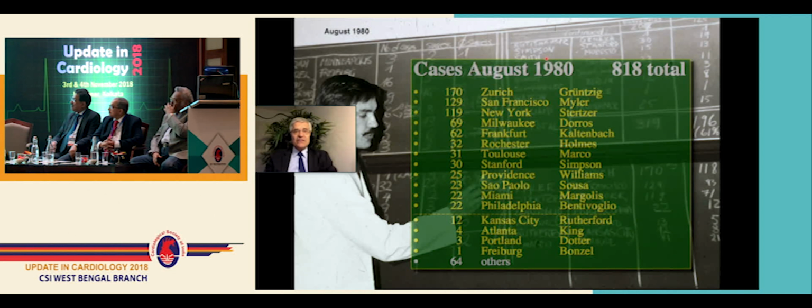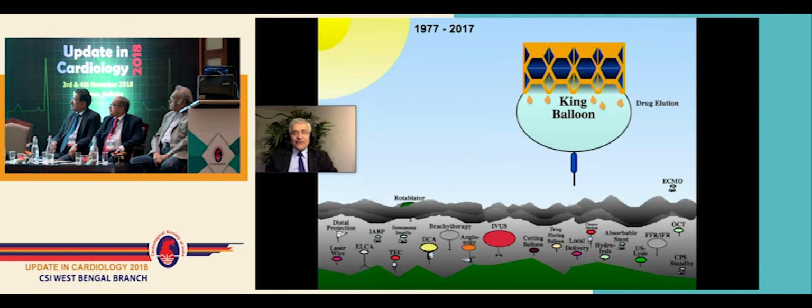You can see that in Zurich, he had accumulated 170 cases, in the United States, San Francisco and New York, about 100 cases each. And you can see that Atlanta had started with Spencer King, 4 cases, and Asia, India, Far East, Middle East were not yet in the picture here. Of course, you have caught up in the meantime. And these are the first 40 years of PCI coronary angioplasty on a single picture.